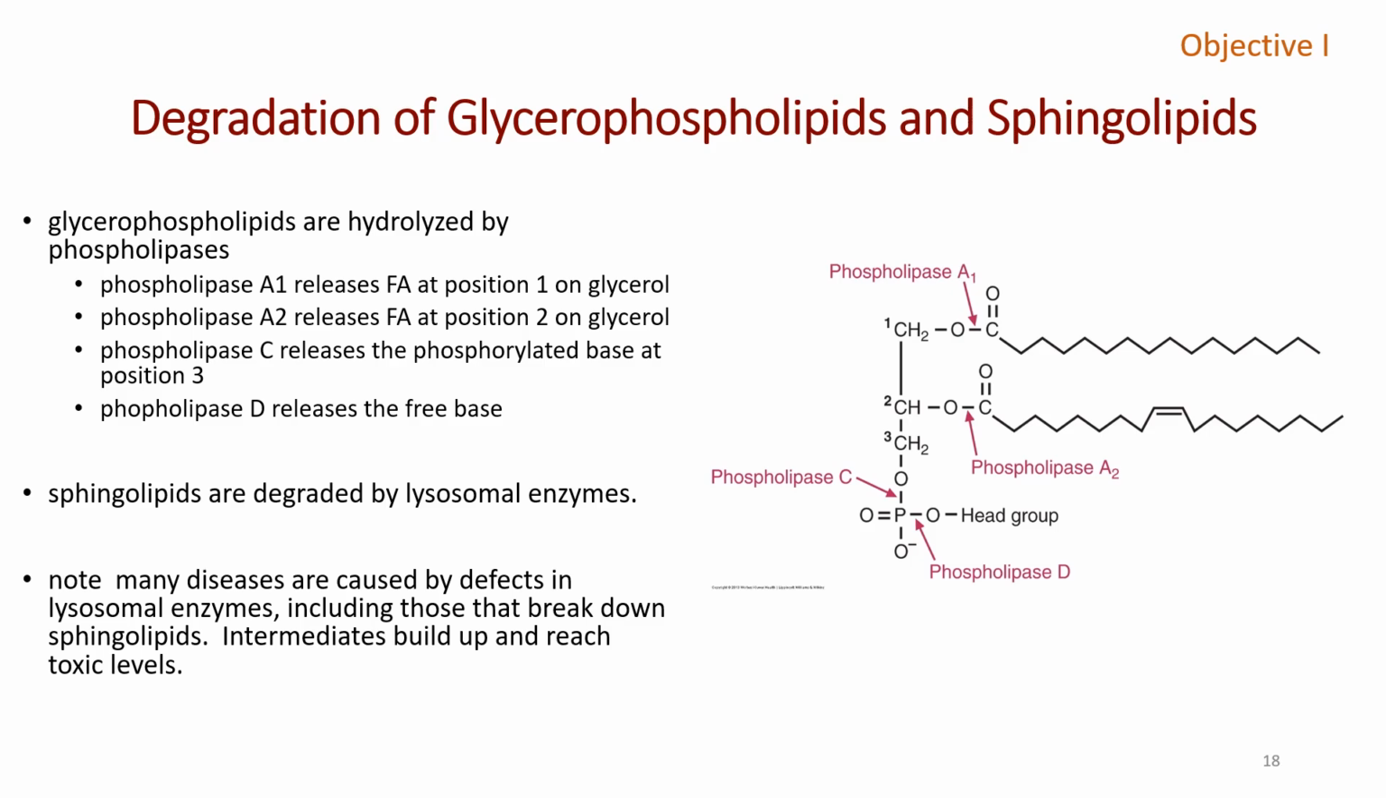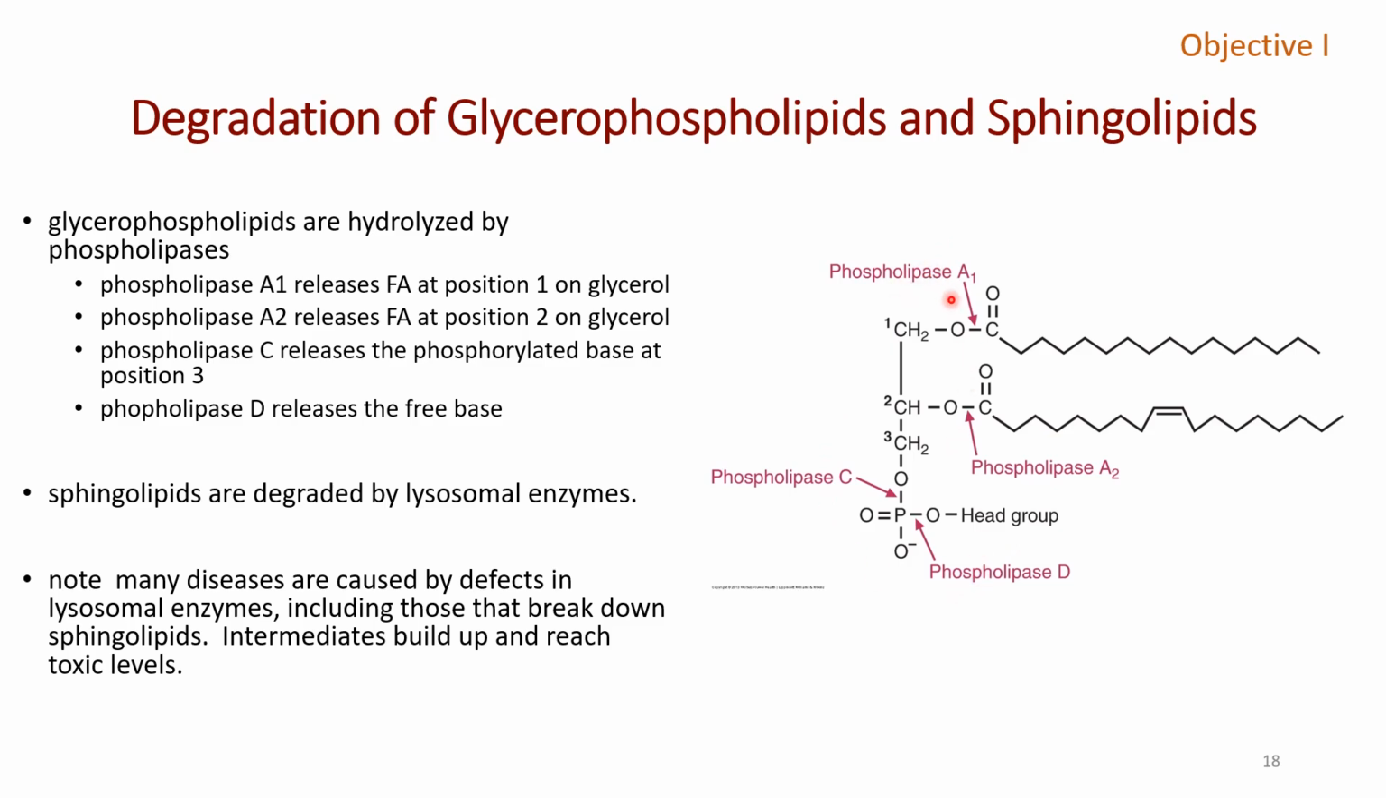If you do that, you need to send the glycerophospholipids and the sphingolipids to the lysosomes. And the lysosomes are going to contain all of the enzymes necessary to degrade these cellular components. And we've seen these before. We saw this in the lipid lecture, I believe. But there are 4 enzymes that serve to break down this glycerophospholipid.